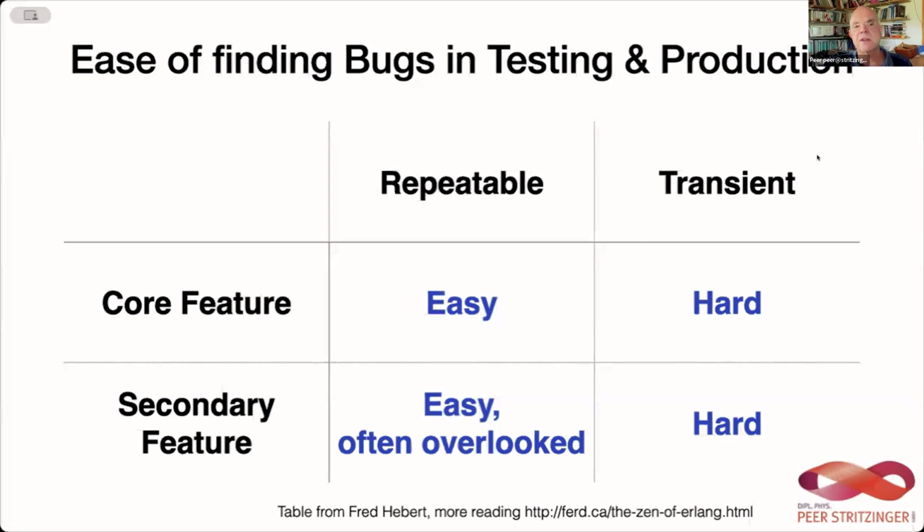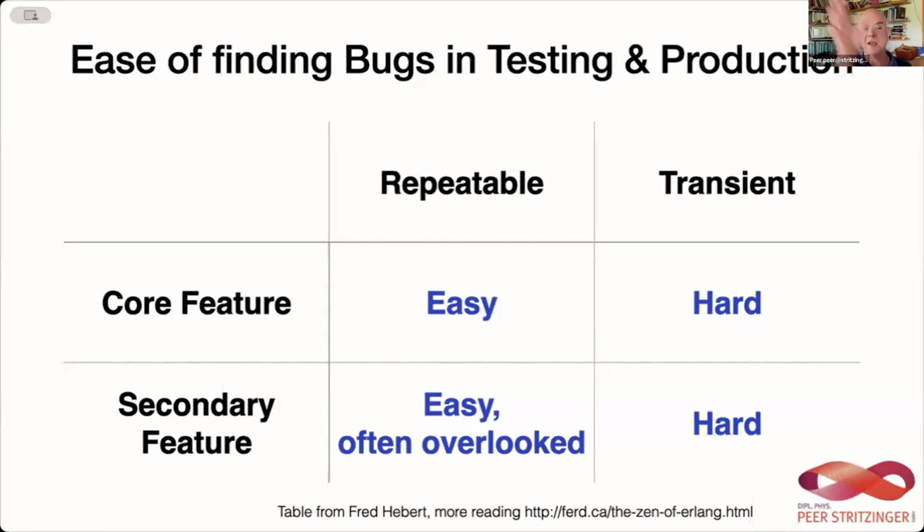The transient bugs are very hard to find in testing. I mean, there are advanced testing methods like property-based testing, which a lot of people in the Erlang space like to use, because we try to crank up the reliability on all fronts. But with normal testing, it's very hard to find them. And if you look at secondary features, the repeatable bugs would be easy to find, but they're often overlooked because we didn't write a thorough test suite for secondary features. We only have a few tests or none. And of course, transient bugs in secondary features are even harder to find and detect.